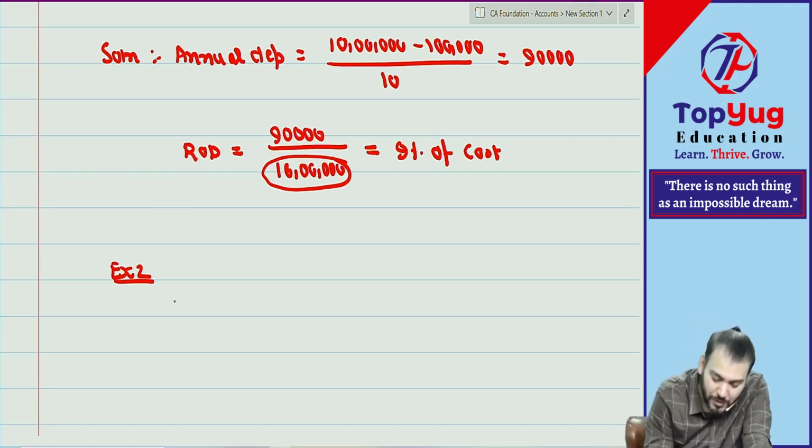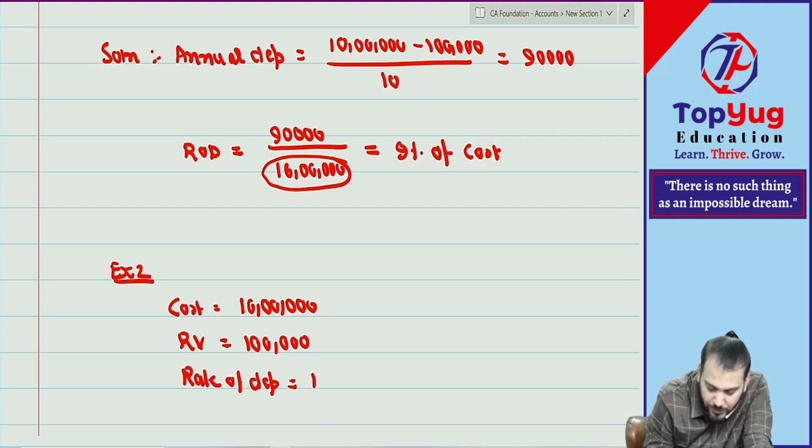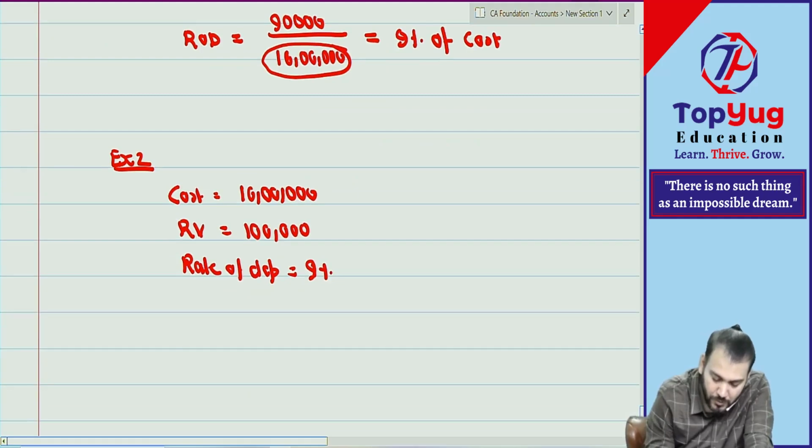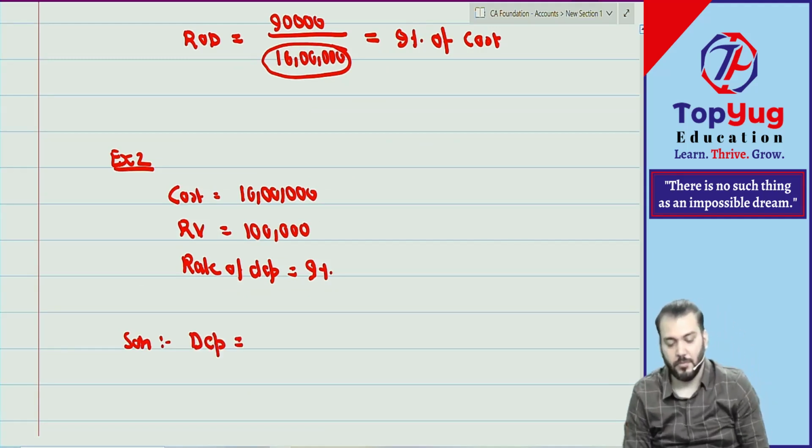Okay? So cost is equal to 10 lakh. Residual value is equal to 1 lakh. And rate of depreciation is equal to 9%. What will be the depreciation? How much?